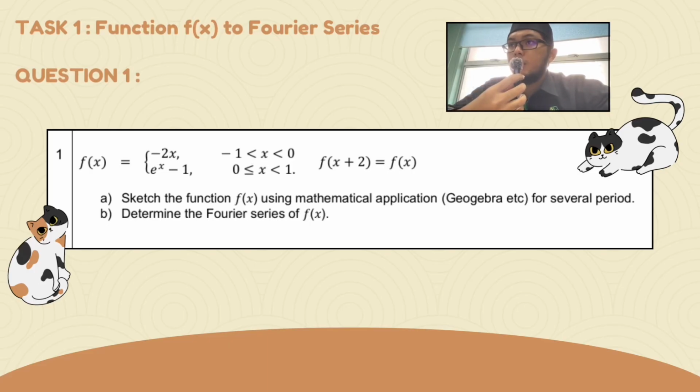Okay, Bismillahirrahmanirrahim. So we are going to solve task 1. We are turning the function f(x) into a Fourier series. For question 1, we are given this piecewise function: negative 2x with the domain from negative 1 to 0, and e to the power of x minus 1 with the domain from 0 to 1, and f(x plus 2) equal to f(x) as our period. For question A, we are going to sketch the function f(x) using GeoGebra, and for question B, we are going to determine the Fourier series, which means determining all the constants.